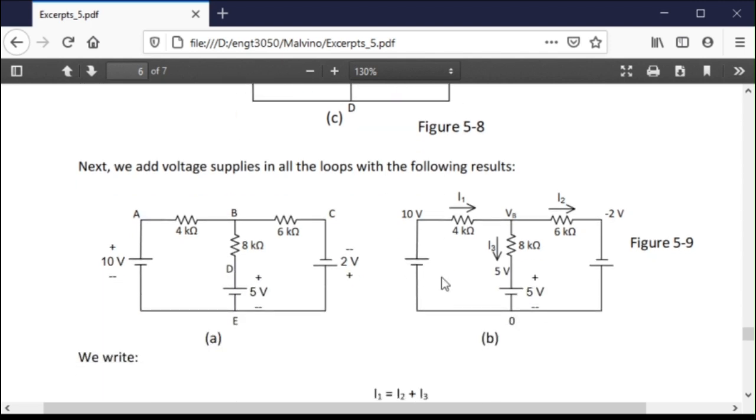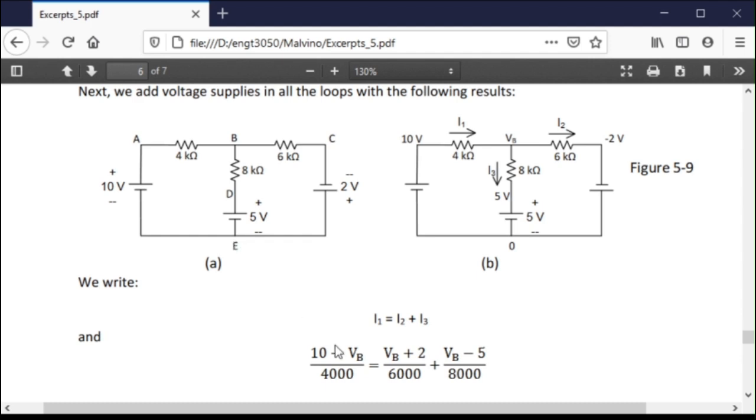Okay, so now we're going to add power supplies into all 3 loops. How will you do that? Well, voltage at A minus voltage at B is the current coming in. Voltage at A is 10 minus VB, which is my unknown voltage, divided by 4K is my current coming in. My current coming in is 10 minus VB over 4,000.